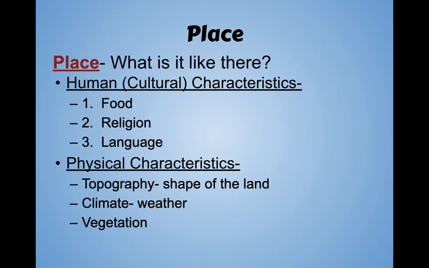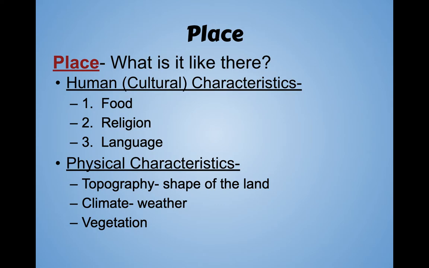All right. So next theme is place. What is it like there? What's the culture like? What are the physical characteristics of it? When we're talking about human or cultural characteristics, we're going to talk about food, religion, what language they speak, what kind of clothes they wear, what they do for entertainment, like what are their favorite sports, what movies do they watch.